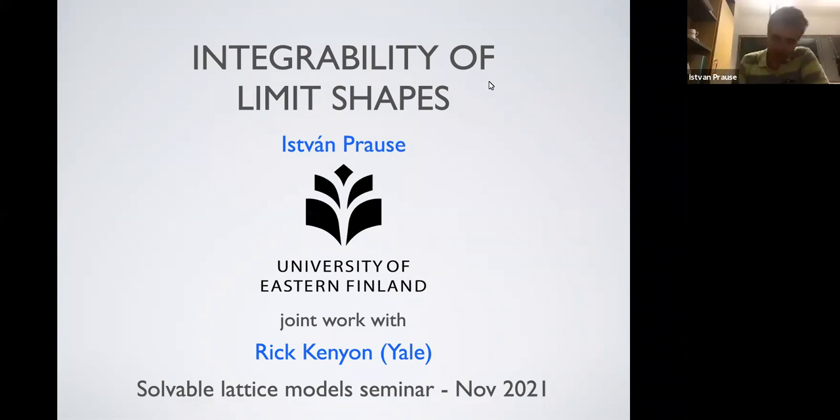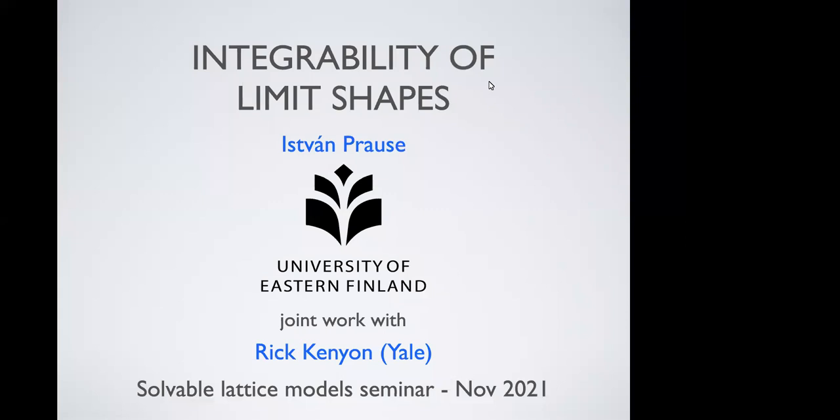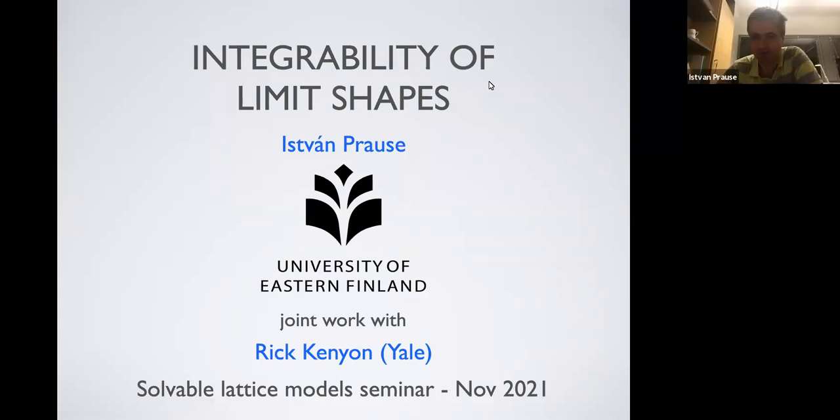Yes, so I'm going to talk about two joint works with Rick Kenyon from Yale, and he in fact gave a talk last week on the 5-vertex model, describing their work with Jan de Geer and Sam Watson. And this is a continuation in the sense that really that was the starting point of our collaboration.